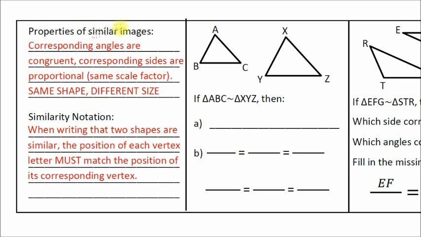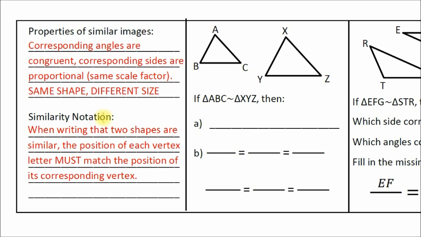The properties of similar images. The corresponding angles are congruent. Corresponding sides are proportional, which means they have the same scale factor. So here's our way to remember this: same shape, different size. And that is different from congruent images or congruent shapes, which are going to have the same shape and the same size. So there's your property of similar images.